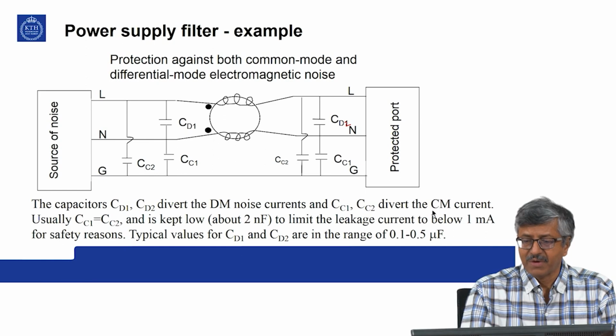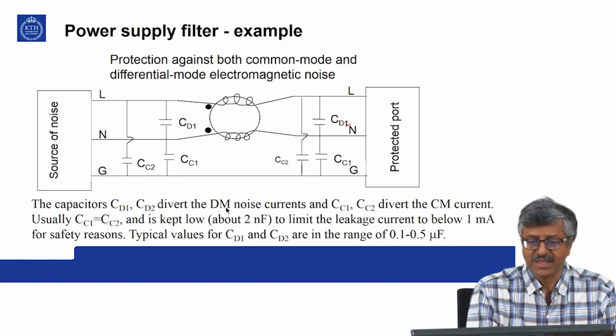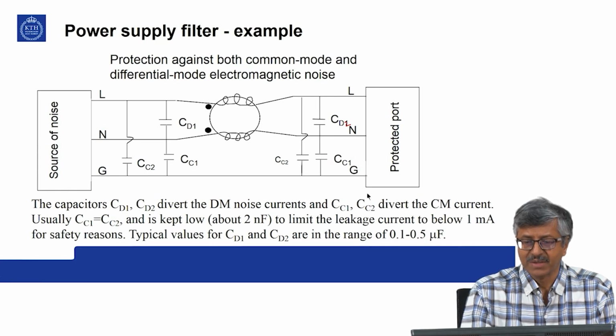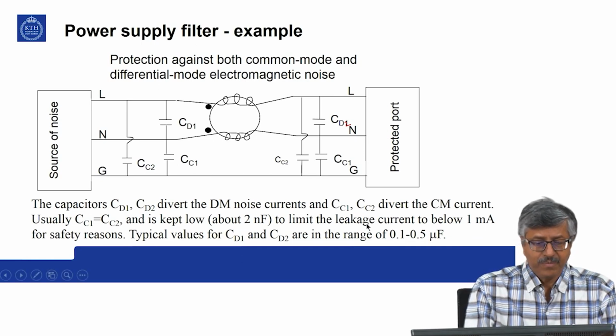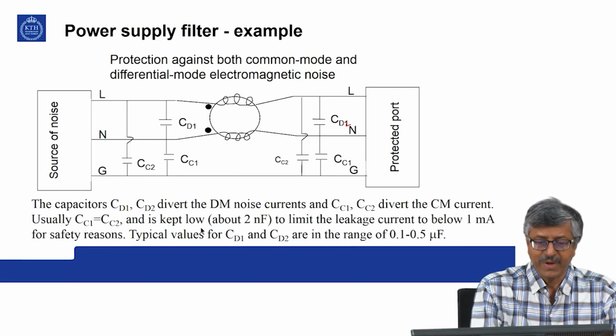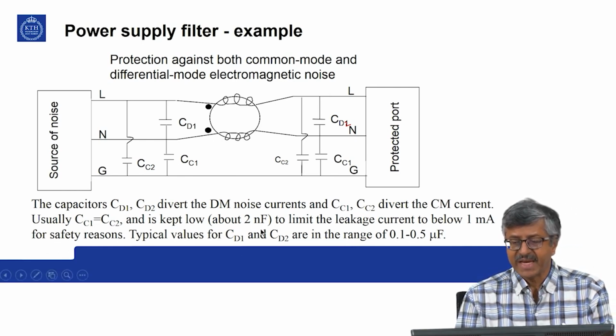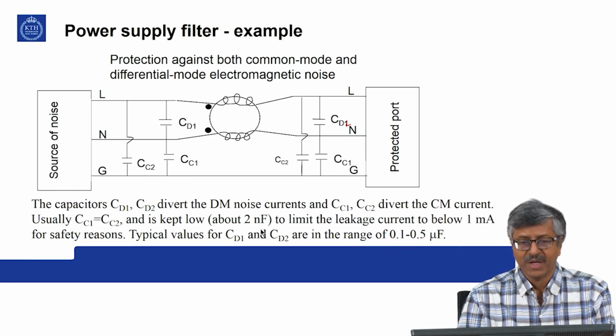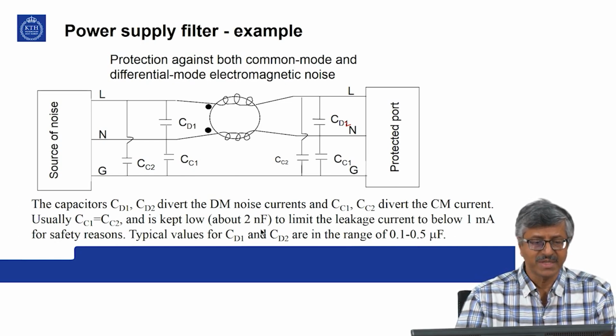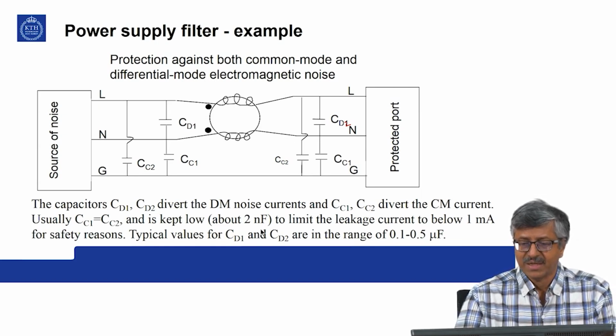So, CD1 and CD2 divert differential mode currents, whereas the other ones, CC1 and CC2, divert common mode currents. And usually CC1 equals CC2 and is kept very low, about 2 nanofarad, to limit the leakage current to below 1 milliampere for safety reasons. And typical values of CD1 and CD2 are in the range of 0.1 to 0.5 microfarad. So, this is only one example. You can find several such examples in literature or at filter manufacturers' websites. So, it will be interesting to look at them and see their designs.